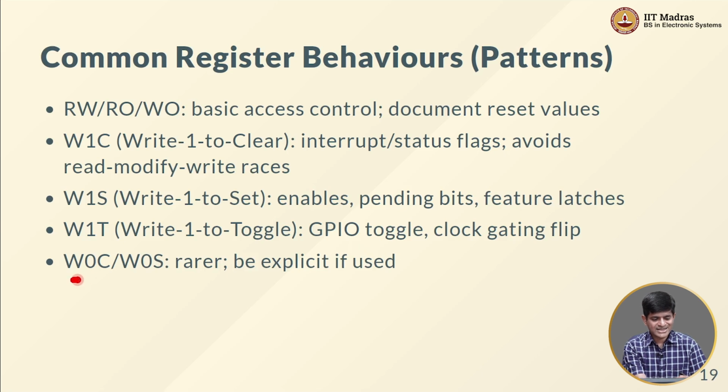Now write 0 to clear and write 0 to set can also be done, right. There was nothing specific about writing 1 for all of this, but they are rare, they are not generally used because a write 1 is considered a more explicit indication that you are actually trying to do something over there. If you are trying to write 0 to clear or write 0 to set, then you need to make sure that it is documented properly.